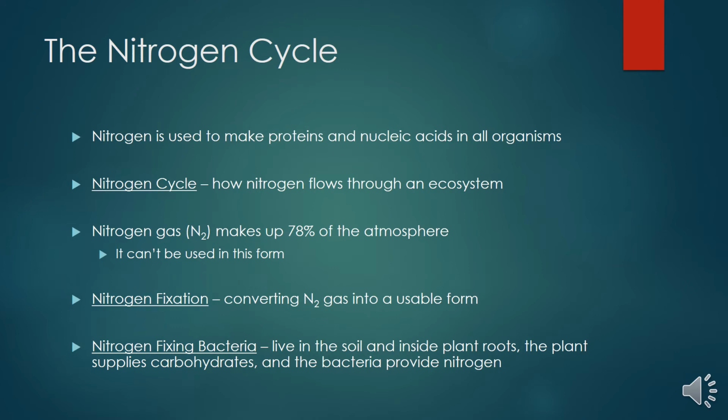Nitrogen cycle. Nitrogen is used to make proteins and nucleic acids in all organisms, plants, and animals. The nitrogen cycle is how nitrogen flows through an ecosystem. Our atmosphere is made up of 78% nitrogen gas, N2, but plants and animals can't use nitrogen in this form. We rely a lot on nitrogen-fixing bacteria. These are small bacteria that live in the soil and inside of plant roots. The plant will supply them with carbohydrates, and the bacteria will take this nitrogen out of the air and make it usable for plants.